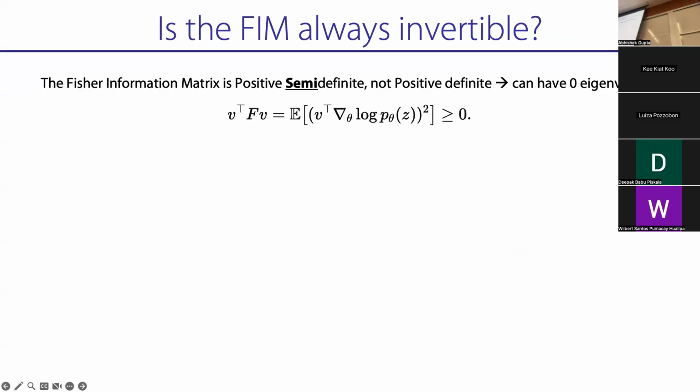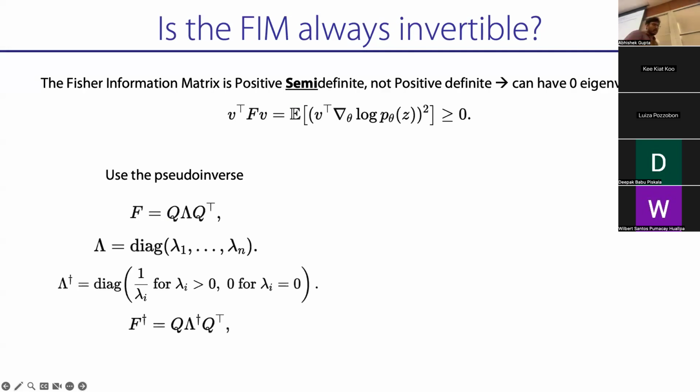The second question we asked last time was, is the Fisher information matrix always invertible? It's not. It's PSD, positive semi-definite, but not positive definite, so it can have some zero eigenvalues, and then it's not invertible. In those cases, you either use the pseudo inverse, which is not exactly the inverse but is well defined, or you do some damping. You can add a lambda damping term, which is a little bit wrong, but allows it to be invertible.